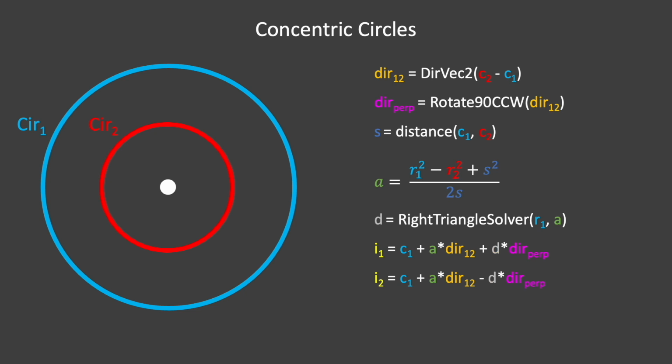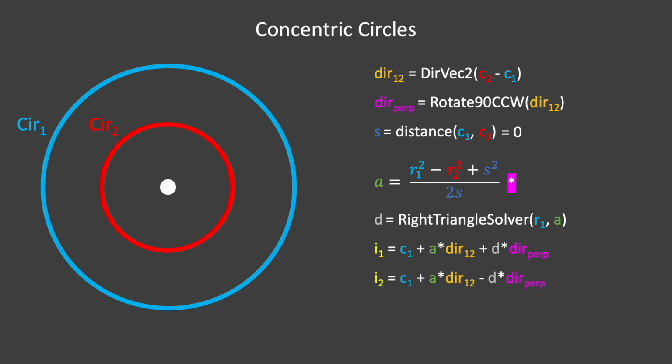Okay, so the one case that our algorithm does not cover is that of concentric circles. Now I'm going to ask that you pause here and figure out why this is. Okay, time to reveal the answer. Well, in this case of concentric circles, the distance between the centers of these two circles is simply 0. And unfortunately, that means that in our equation for A, we have division by 0. So what we have to do is weed out this case of concentric circles as one of the degeneracy cases.